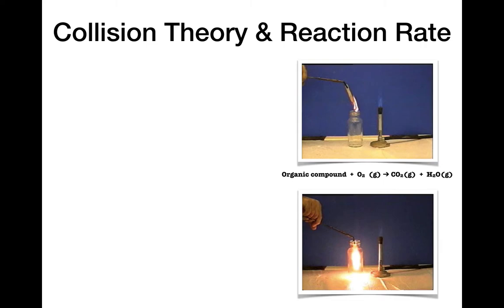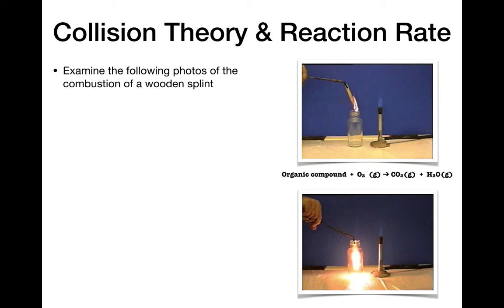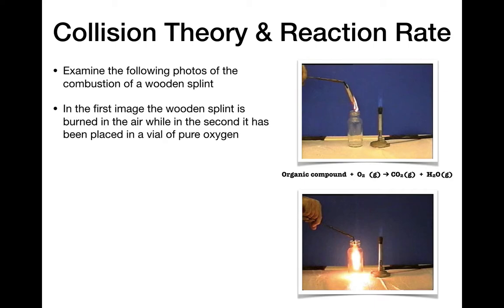Okay, let's look at an example of this. So here we have a wooden splint that's undergoing a combustion reaction. In the first image here at the top, it's being burned in air, just the air in the atmosphere around us. And you see the flame, it's burning. And then in the second, we put it down into this vial, which contains pure oxygen. Here's the chemical reaction of an organic compound combustion. So organic compound, this is the wooden splint. And then we have the presence of oxygen, it gives carbon dioxide and water.